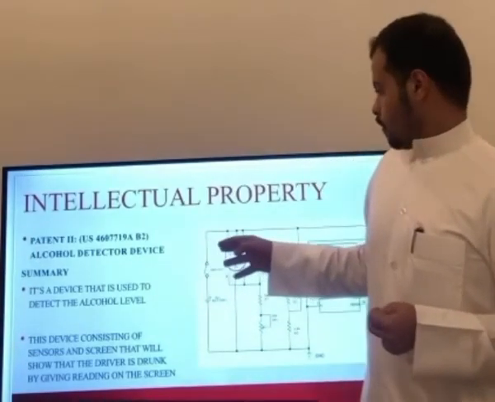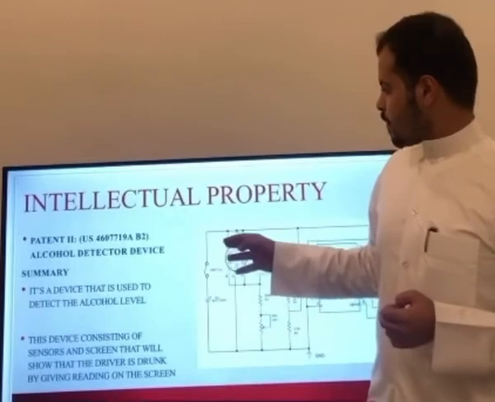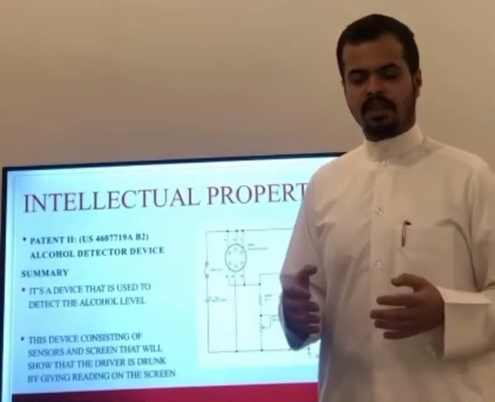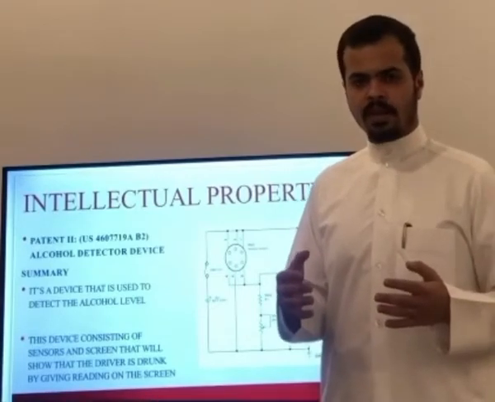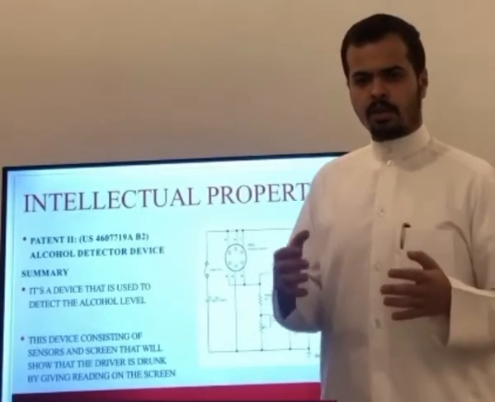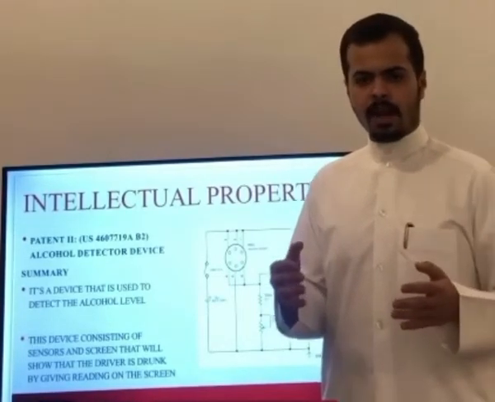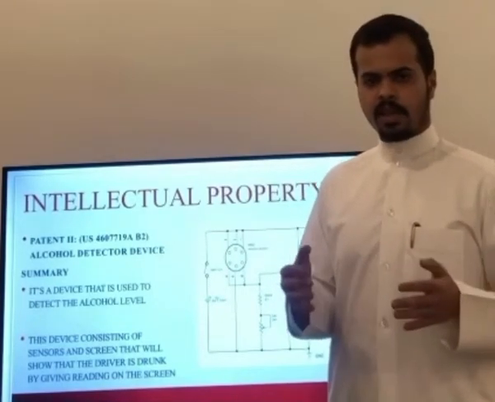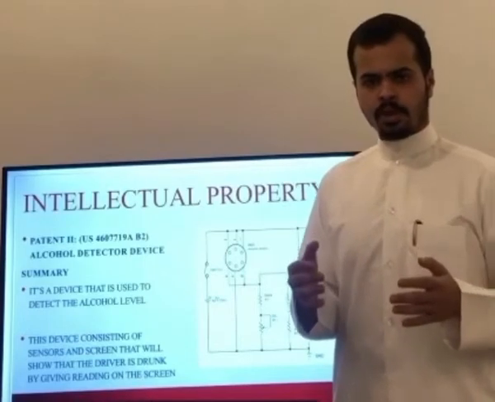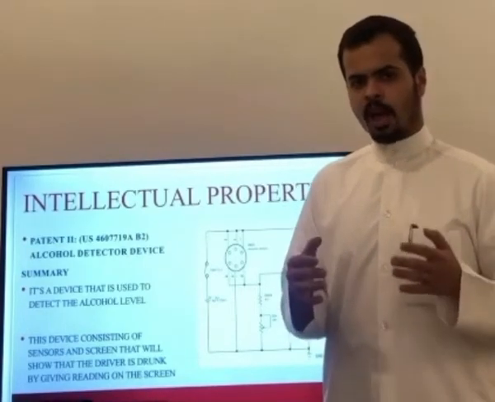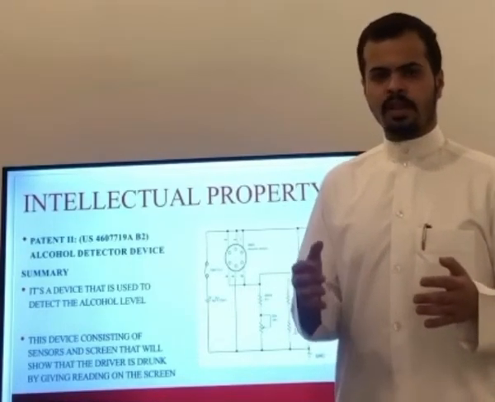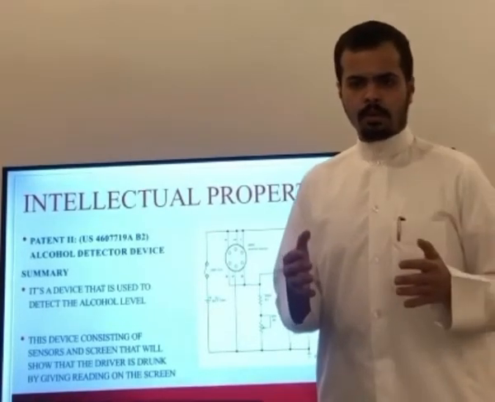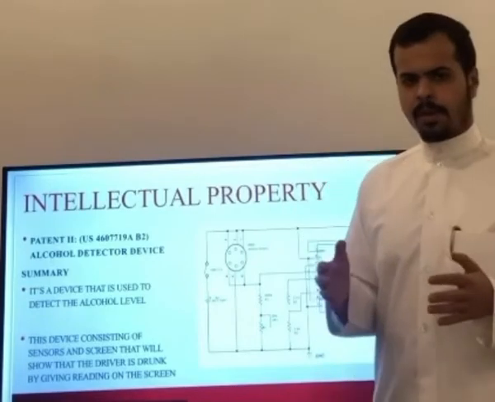Patent 2, US 4677198 B2, alcohol detector device. This alcohol detector device was invented by Johann Rogue and Graham Drummond on August 8, 1986. The assignee of the project was Radio System Corporation, Knoxville, TN, US. Here we will be looking into the project summary.